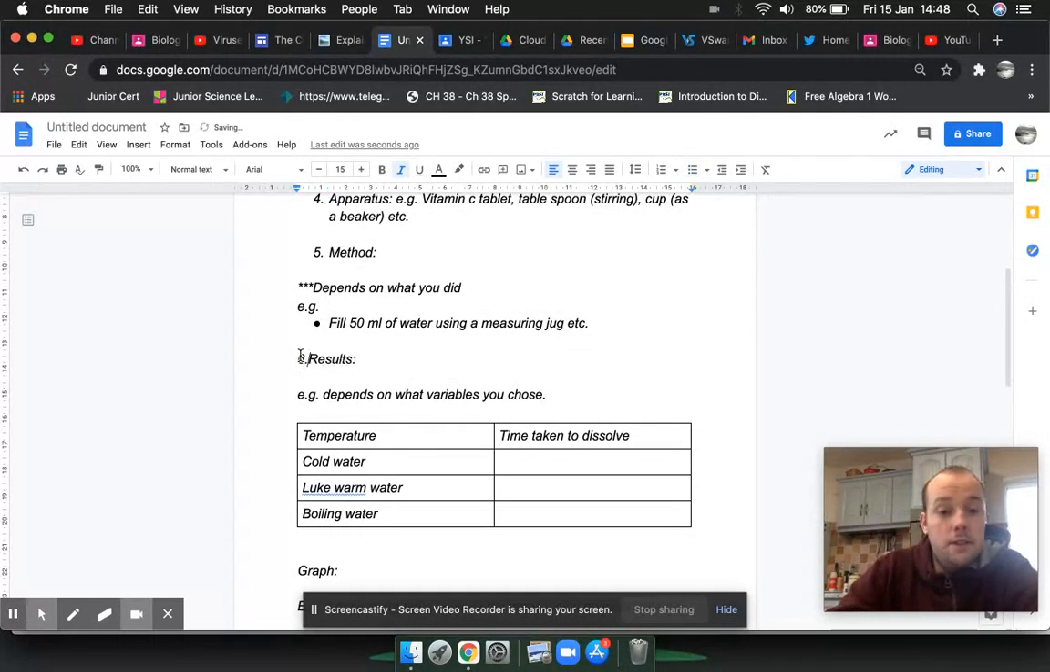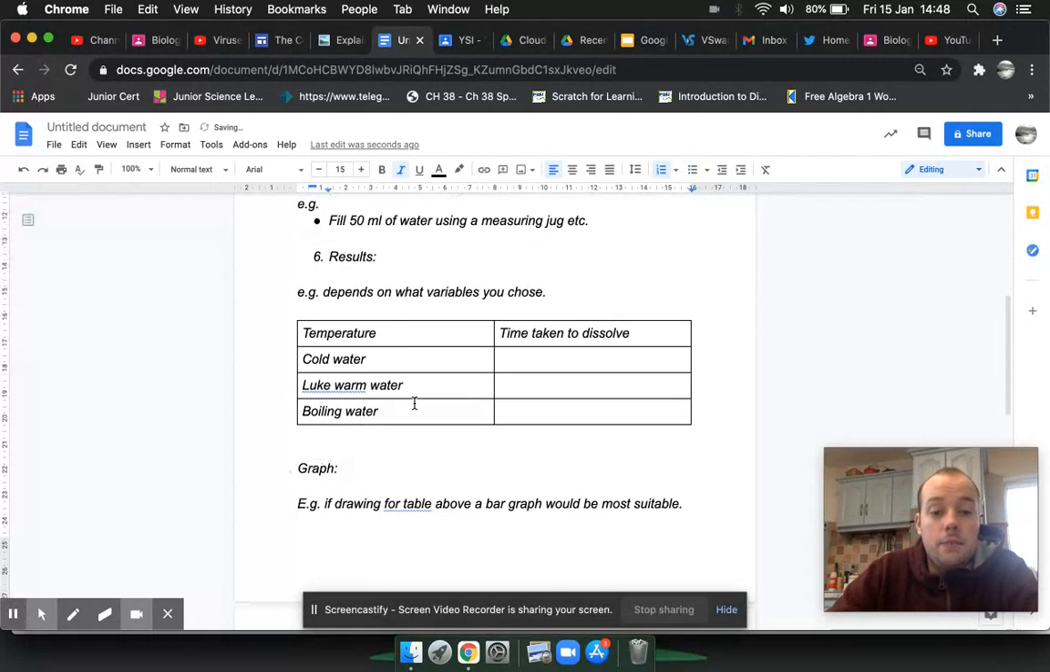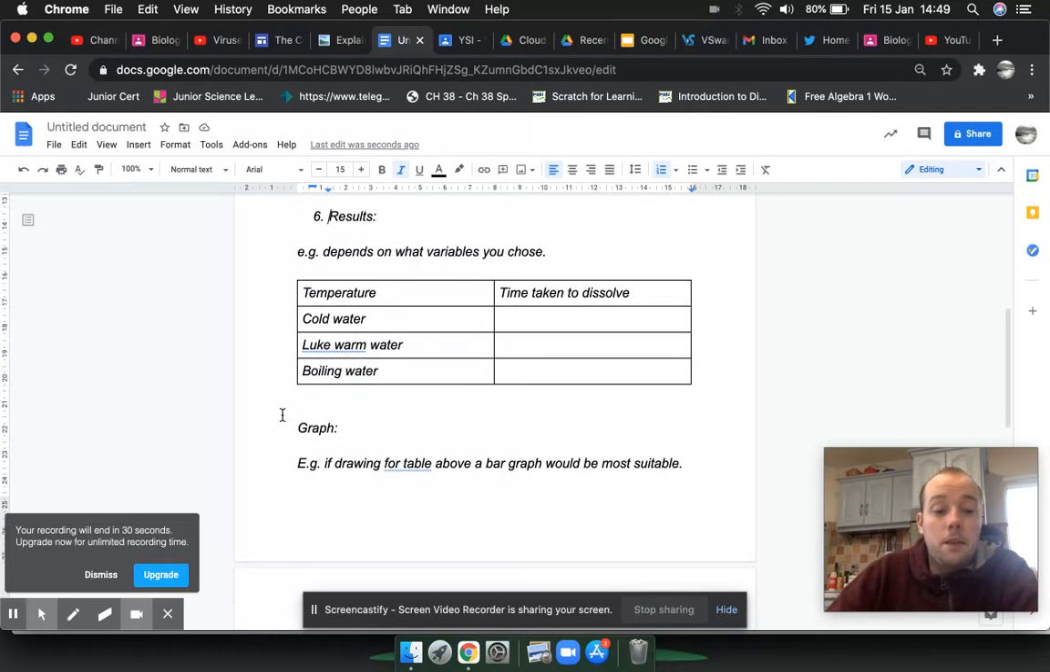That leads us on to the next part, number 6. You're going to have your results. And your results table will very much depend on the type of experiment that you did. So, for example, if I was looking at the experiment I put up, well, I would be looking at the rate of stirring versus the time taken to dissolve. And underneath it, I would have no stirring and I would have stirring. And I would write down the time taken to dissolve. For this one, it's temperature, so cold water, lukewarm water, boiling water.